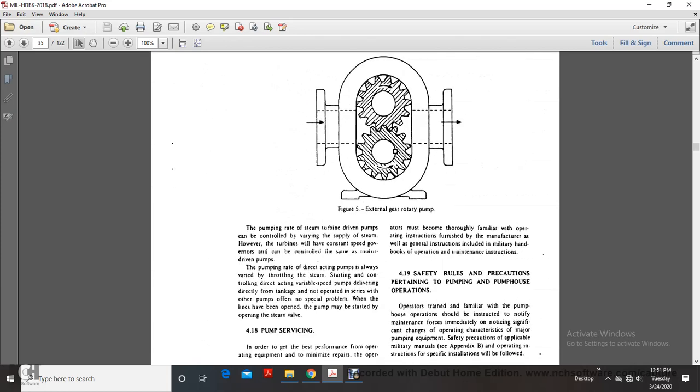The pumping rate of a steam turbine driver can be controlled by varying the supply of steam, and a turbine with a constant speed governor can be controlled with it, the same as with a motor driven pump. The pumping rate of the direct acting pump is always varied through the steam.